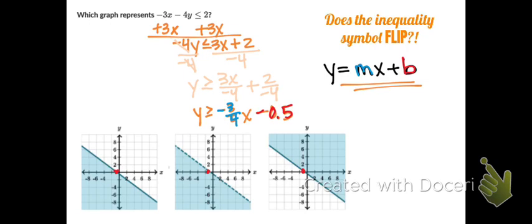So now, in order to identify the solution, we really just care about that symbol. Notice that our inequality symbol is greater than or equal to. Since it is equal to, that means it is going to be a solid line. And since it's greater than, we're going to shade above that line. So the answer is this third one.